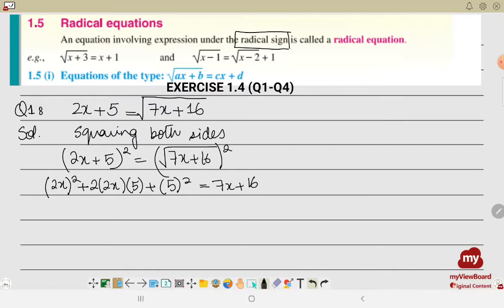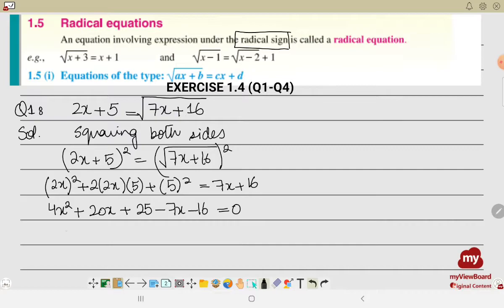Now we are supposed to open up further brackets, and we just have to solve the equation for the value of x. 2x whole square means 4x square. 2 times 2x times 5 is 20x, and 5 square means 25. At the same time, we'll move these terms to the left hand side. We'll have minus 7x and minus 16 equals 0.